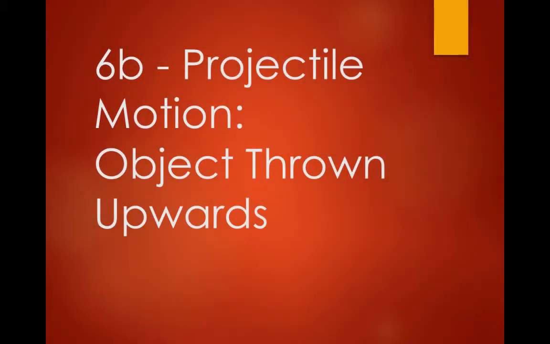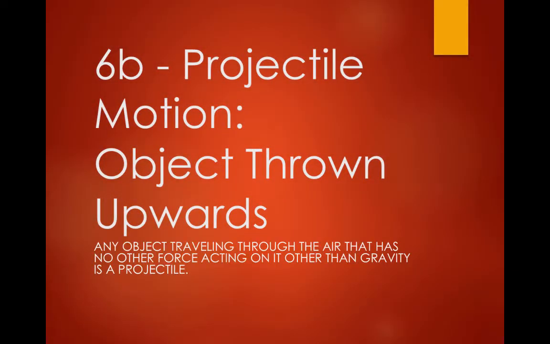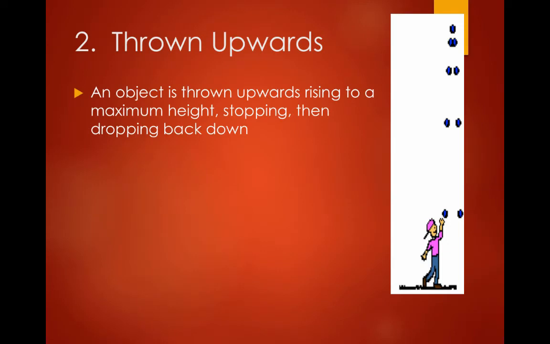Lesson 6b, projectile motion of an object thrown straight upwards. Remember, a projectile is any object that travels through the air with no other force acting on it other than gravity. Throwing an object straight upwards, the object will slow down as it rises, stop for a moment, then start speeding up as it drops.